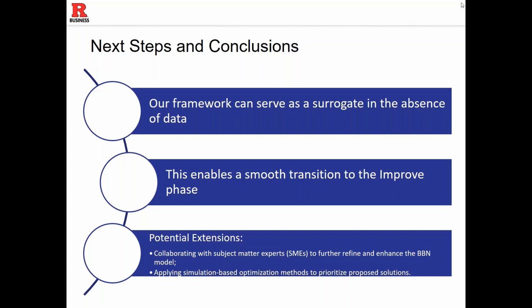So if this is a new process, you may have a working Bayesian Belief Network model, but as you gain more subject matter expertise and more process knowledge, you can enhance your BBN, modify it, maybe change up the structure a little bit, and even populate some of those probabilities with real data if you have it. Also, another extension is applying simulation-based optimization methods, which are more advanced solutions, to prioritize proposed solutions that come out of this.